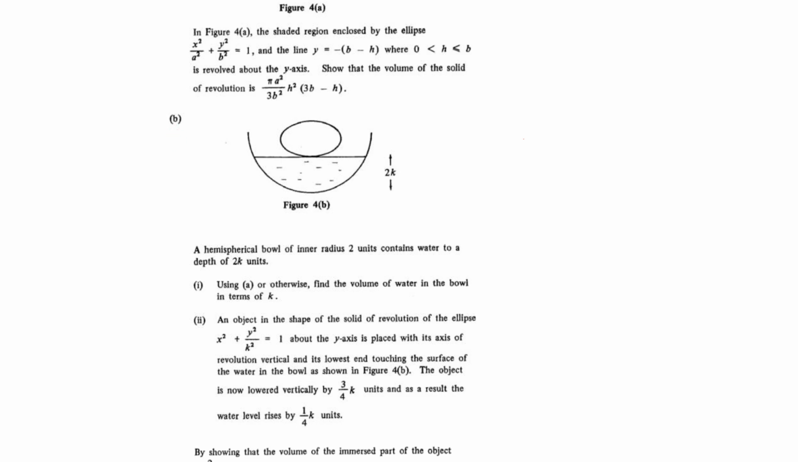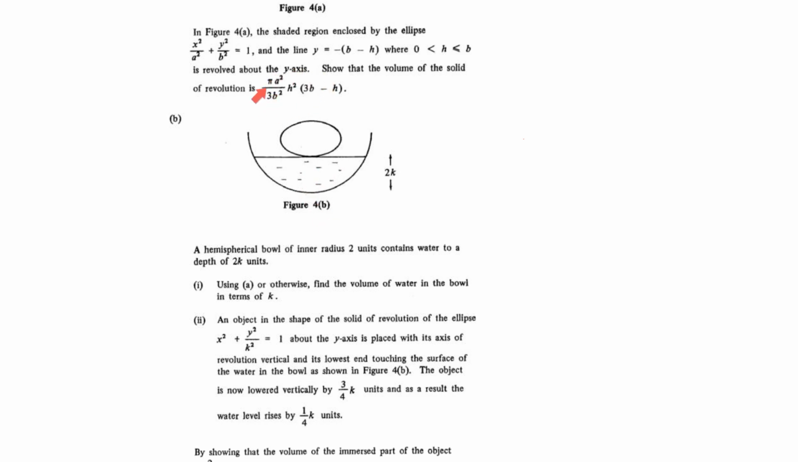Okay, part B. Now, it is given that this one is a cross-section of a hemisphere, right? This is a hemispherical bowl, and the radius is 2 units. So-called inner radius means from the center to the surface is 2 units. It contains water of depth 2K here, that's the depth of water. Now by part A, find the volume of water inside this bowl.